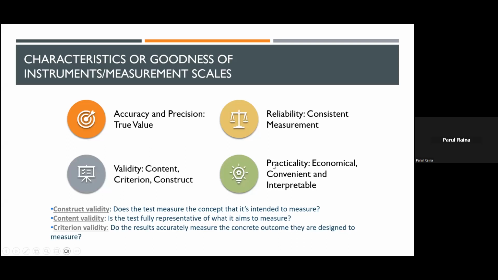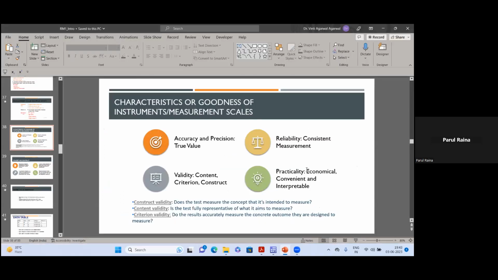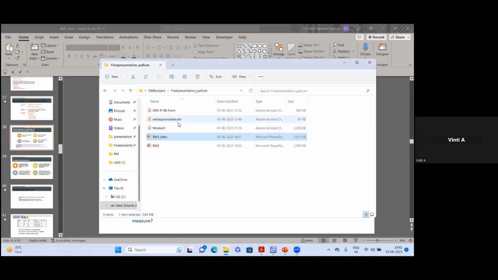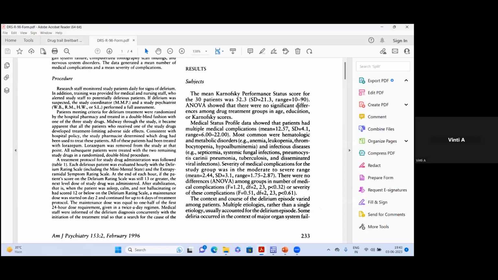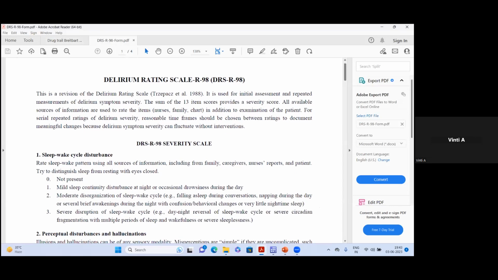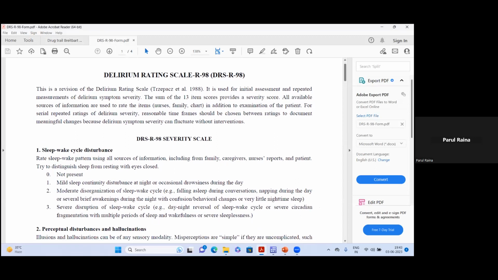Let's see. Now this is the score. This is a rating score. Can everybody see my screen? Yes, ma'am. Now this is a rating scale which has been used and mentioned in this paper, a delirium rating scale. I think the maximum score is 32 or something.